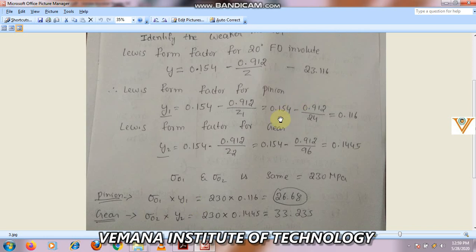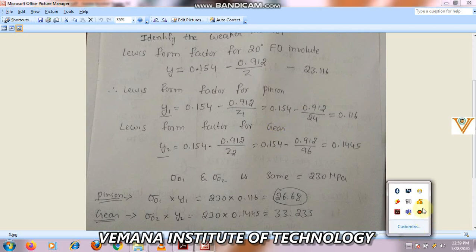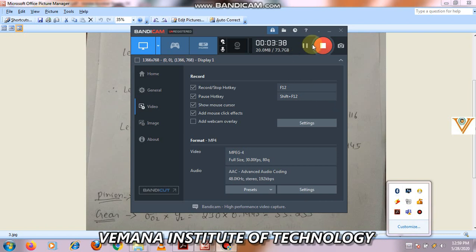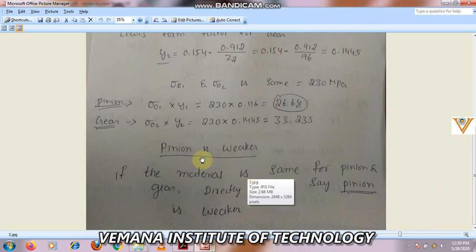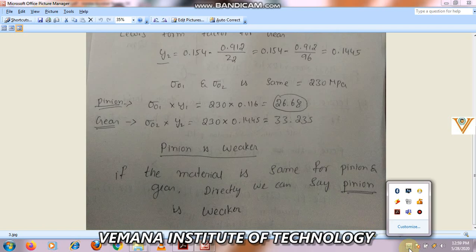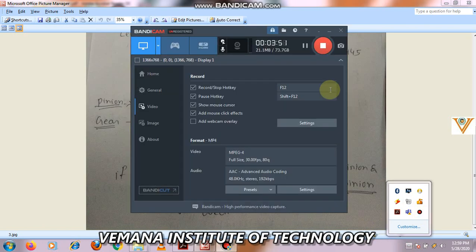The first step is to identify the weaker member. Next, the second step is design. So you have to write that the pinion is weaker. If the material is the same for pinion and gear, directly we can say the pinion is weaker. This is step 1. Next step is design.